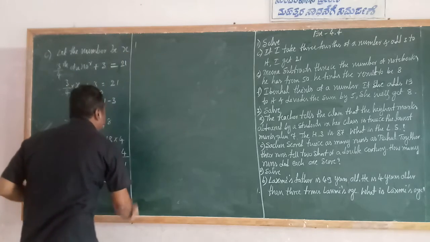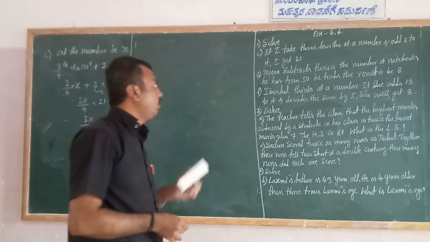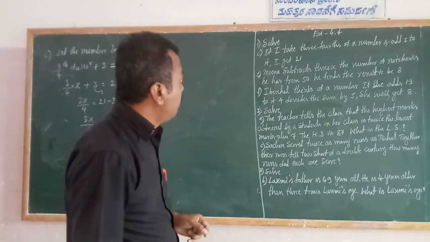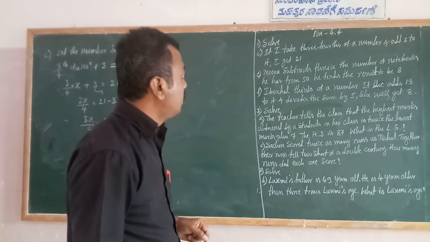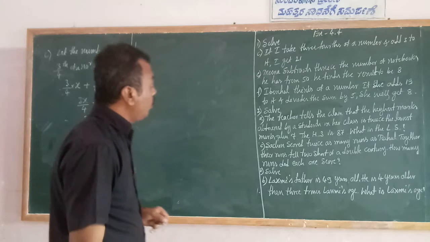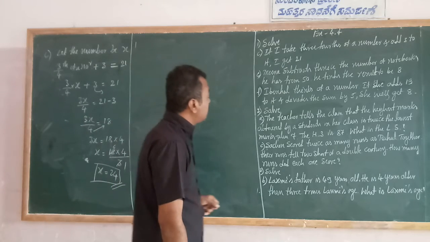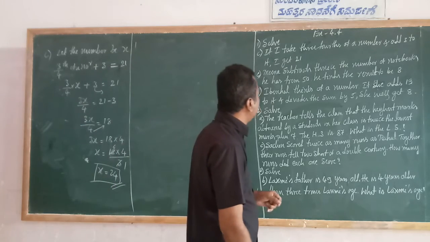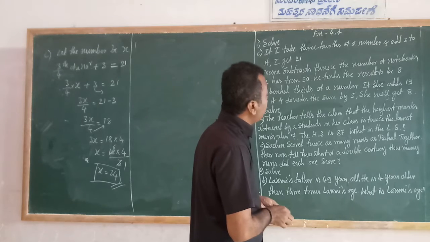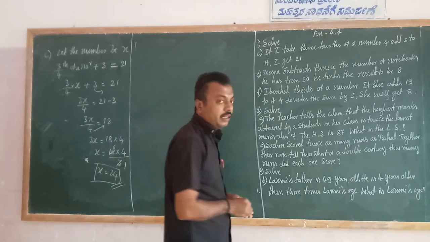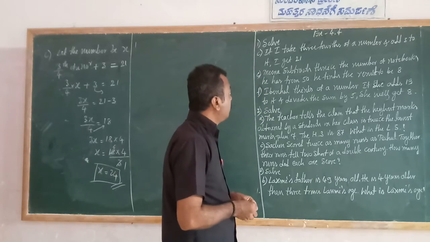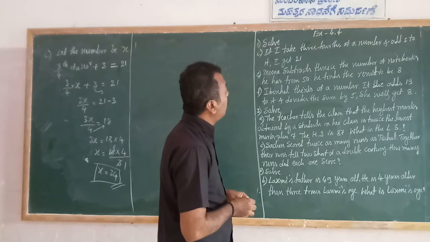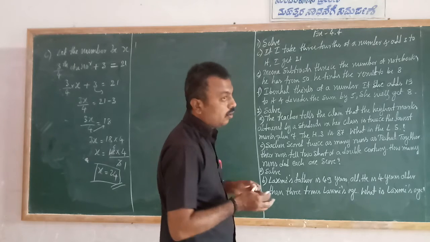Next one. So this is question number C. I will go to question number E. Meena subtracts thrice the number of notebooks he has from 50. He finds the result to be 8. See students, Meena subtracts thrice the number. I don't know what the number is.